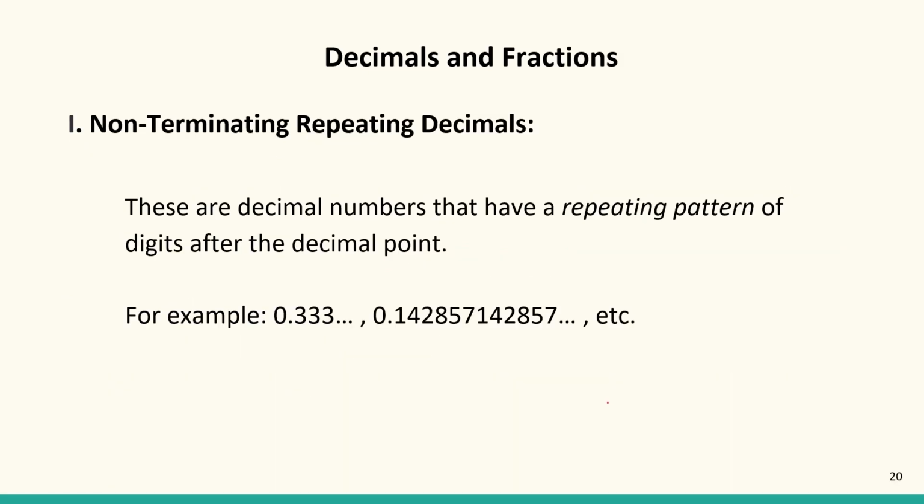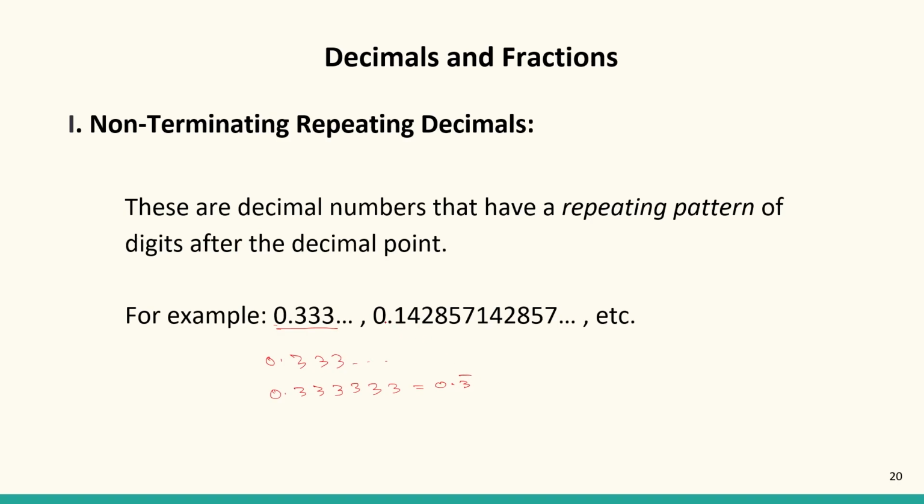So the non-terminating repeating decimals are those decimals that have a repeating pattern of digits after the decimal point. Like let's say for this example 0.333 dot dot dot. What it means is 0.333, then again 3 3 3, and 3 is repeating itself. So this is also represented as 0.3 bar.